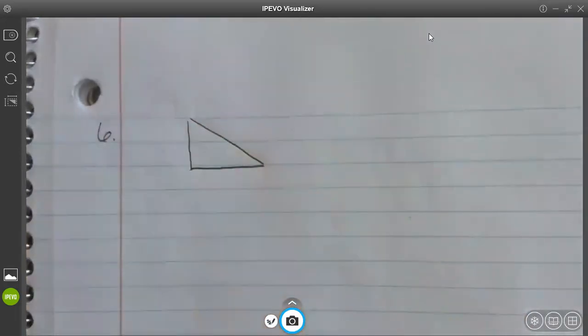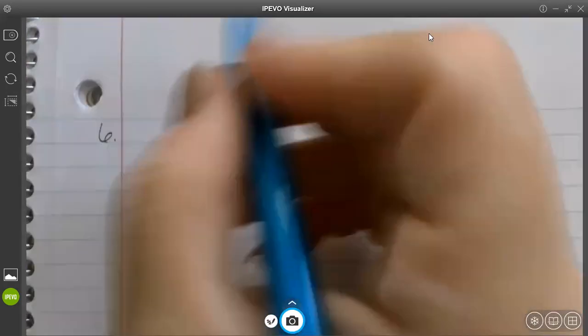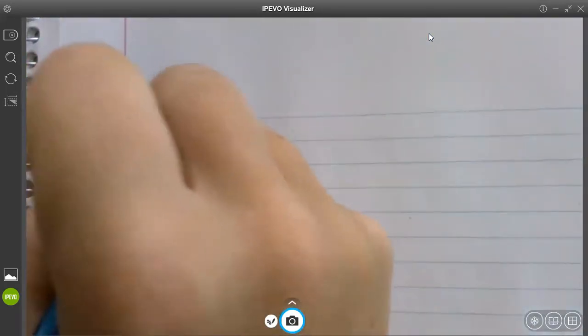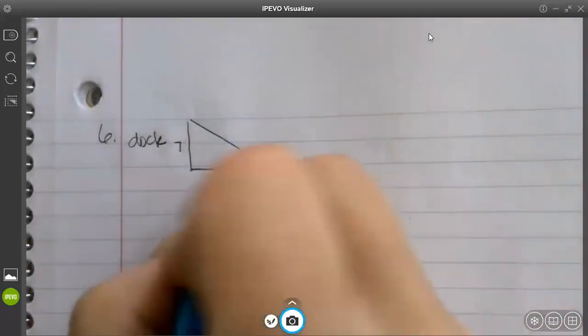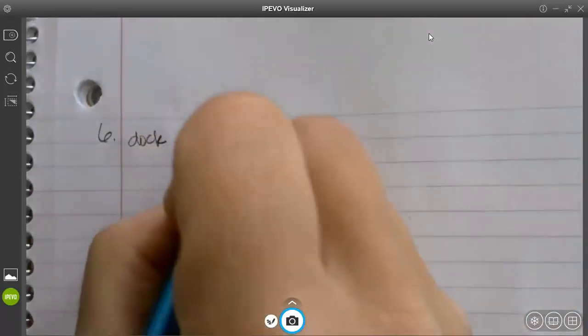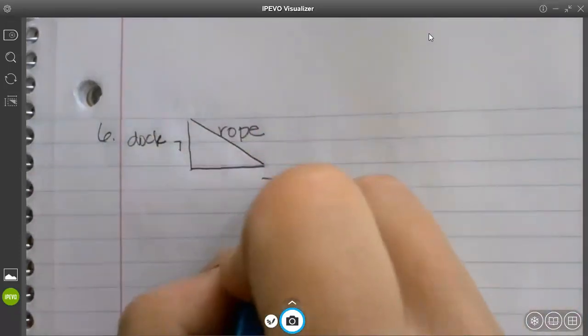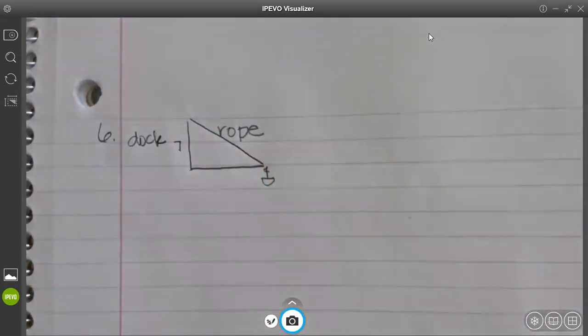Anytime it talks about being above, something is there and it's above. Think about a dock sitting above the water. It's not like a floating dock. It's sitting up. So it is 7 feet above. This dock is... This diagonal is going to be your rope. And your cute little boat is at the end.